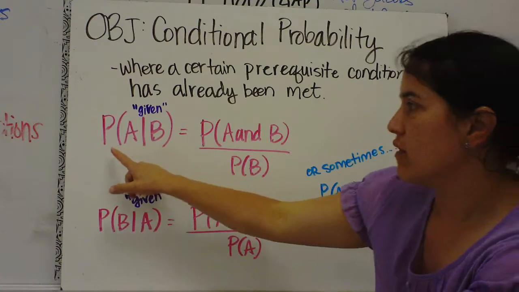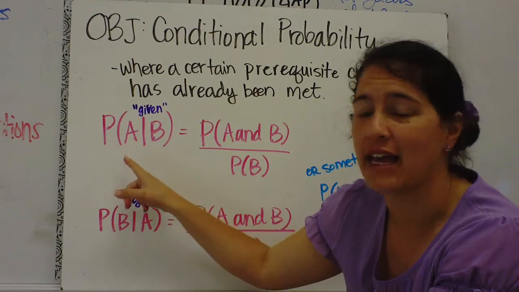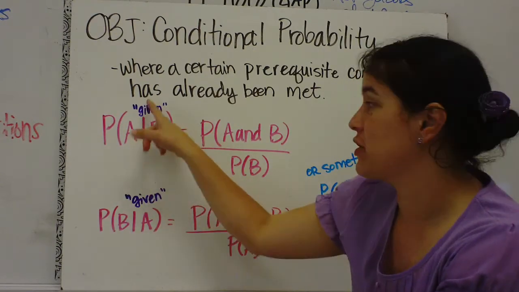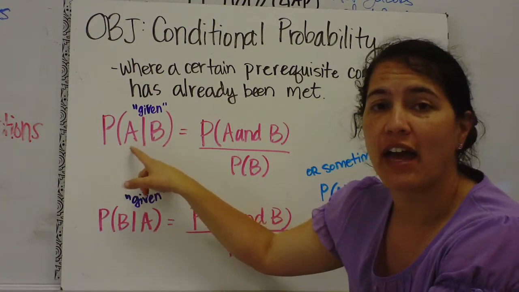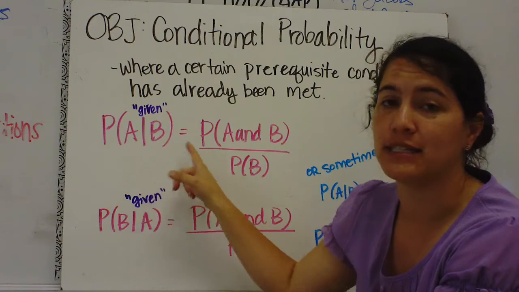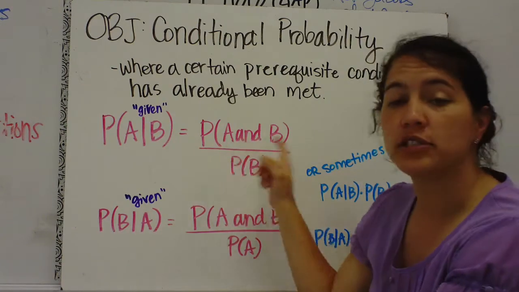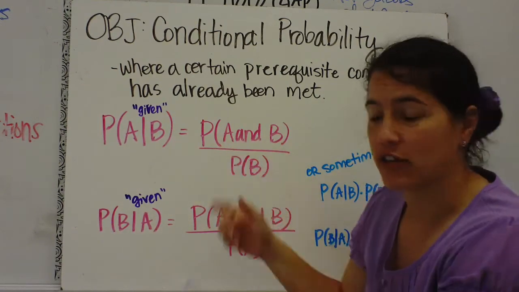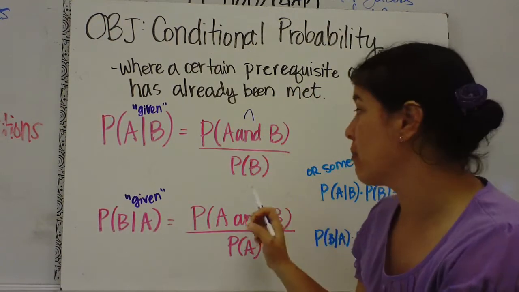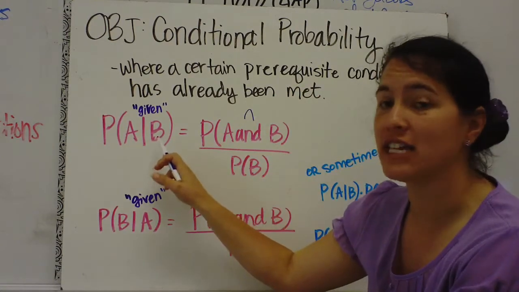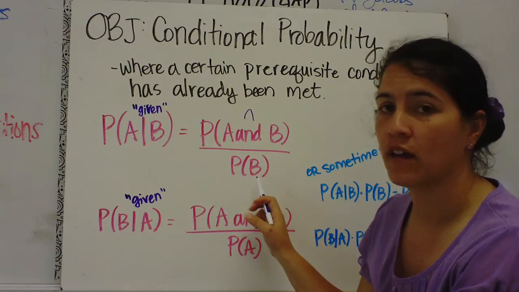So the probability of event A given event B. When you have this line in the middle, that means given. So the probability of A given that B has already happened is equal to the probability of A and B, the intersection, divided by the probability of B. Whatever the given is has to go on the bottom.